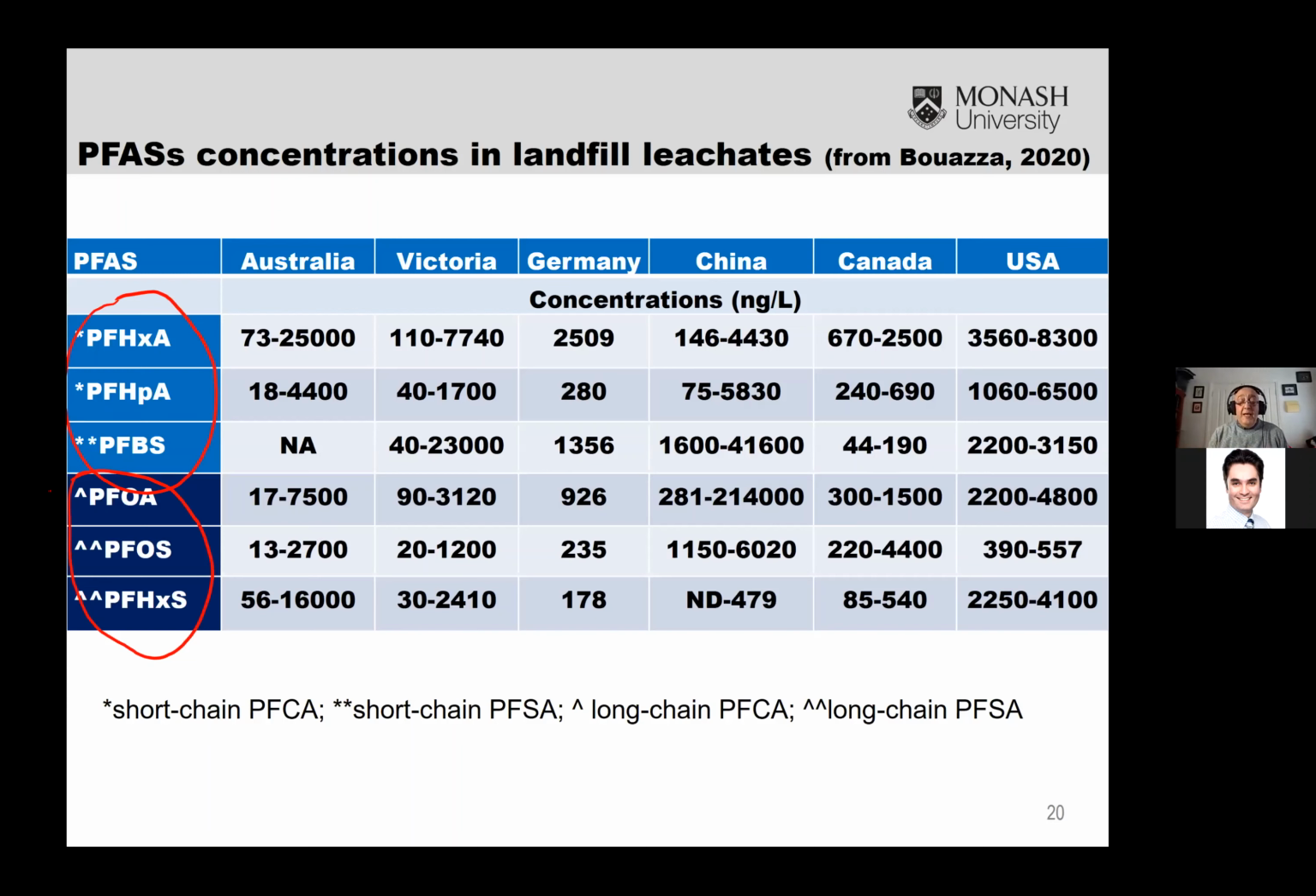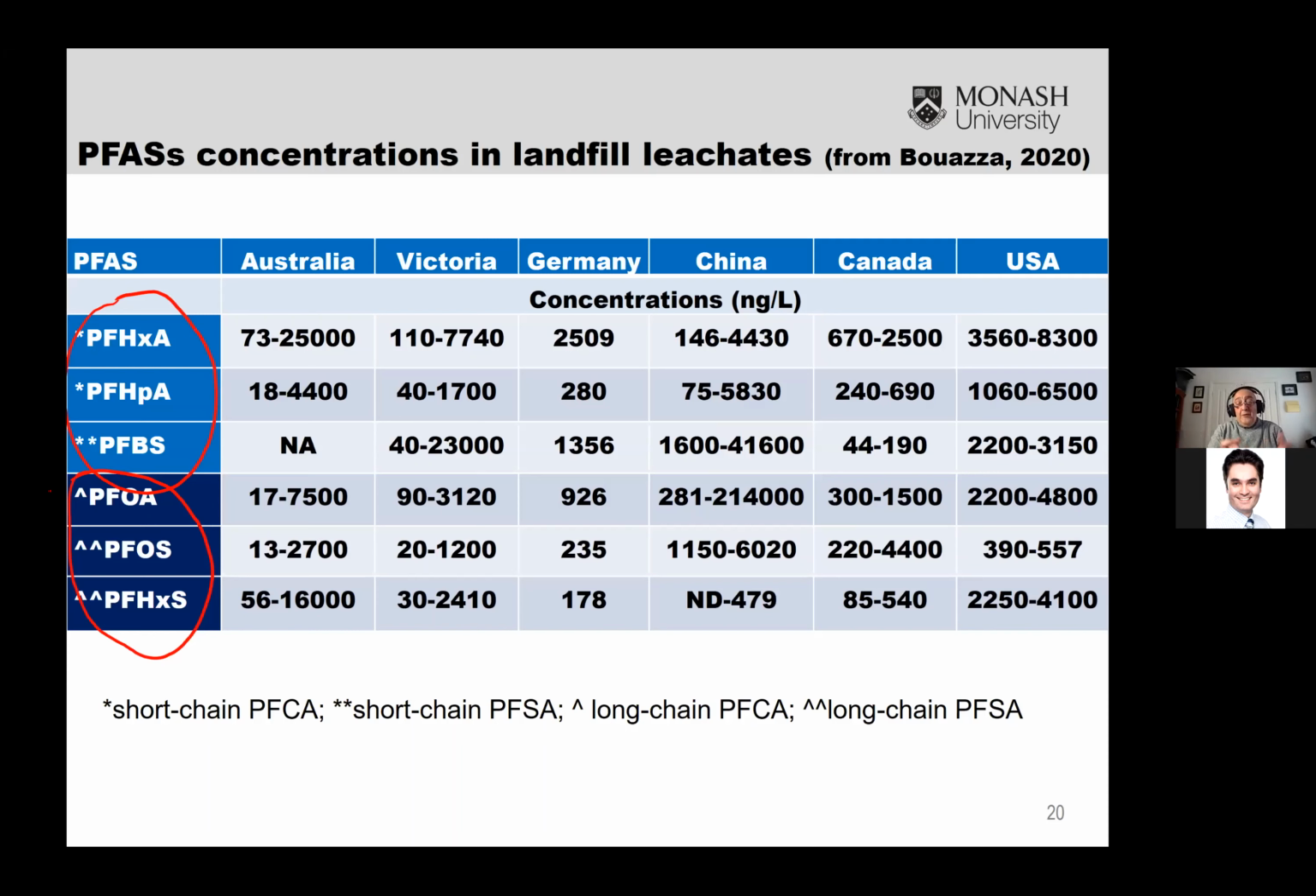So the first thing you can probably pick up very quickly from this table is that the short-chain PFAS tend to dominate over long-chain PFAS in most of these landfill leachates. The exception is China, and this is most likely due to the very high loading of long-chain PFAS initially in the waste. This is probably as a result of their extensive use in manufacturing processes.